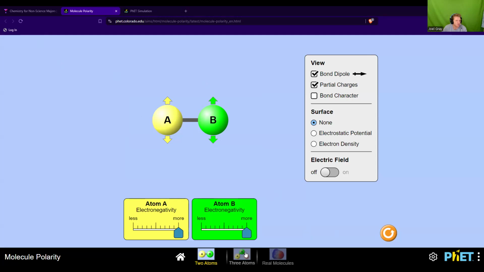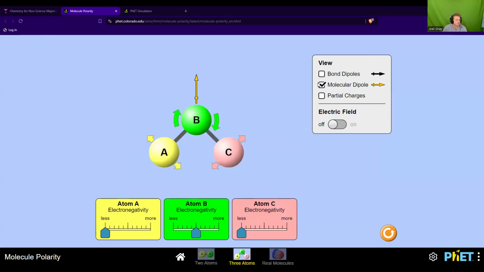Okay, so then let's go on to a 3-atom display. This is basically a molecule made up of 3 different atoms, and you could almost think about this like water, H2O. When we have water, it looks like this: H, O, and H. So here's H2O. What does that look like?